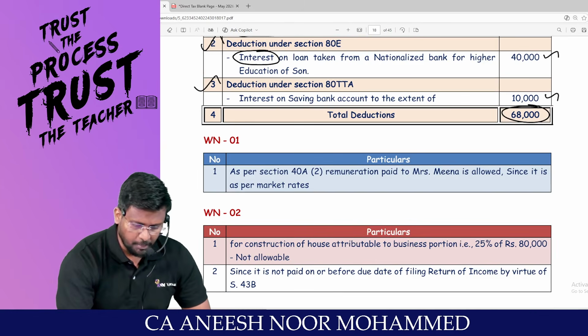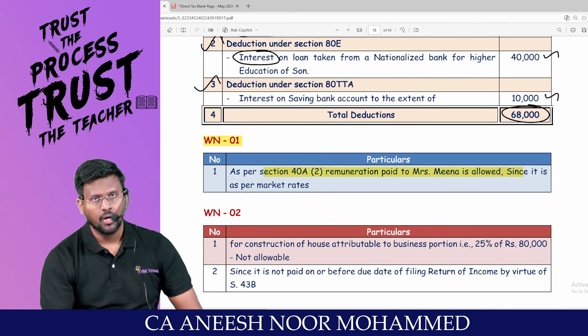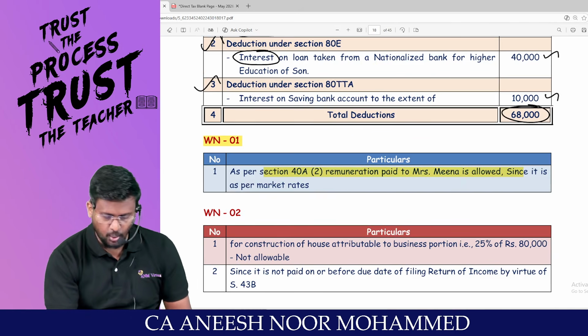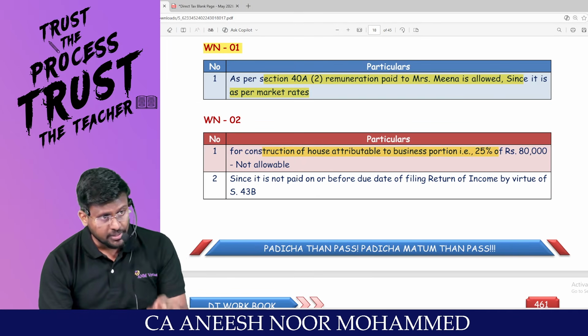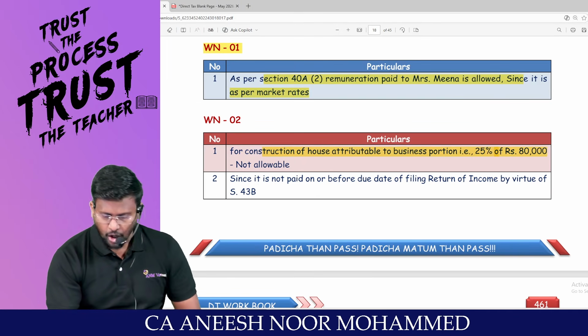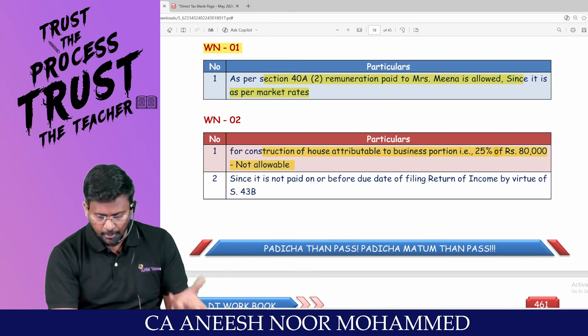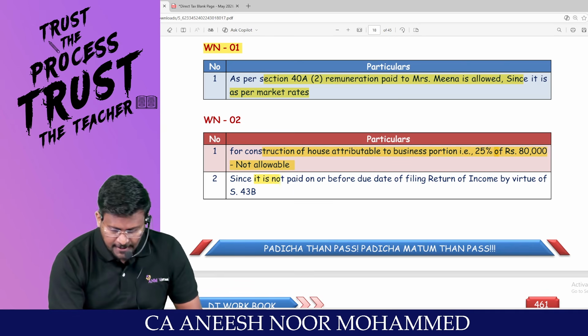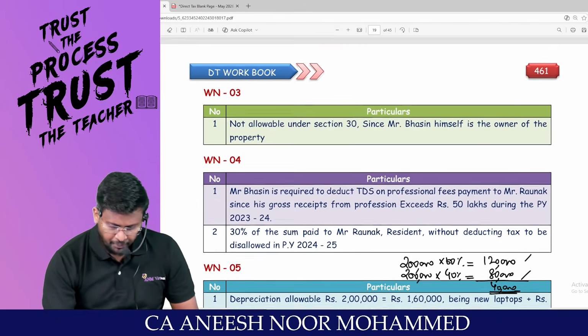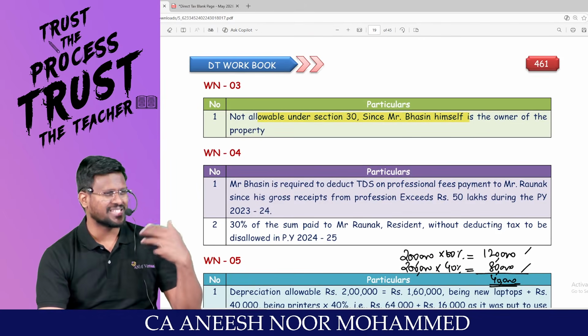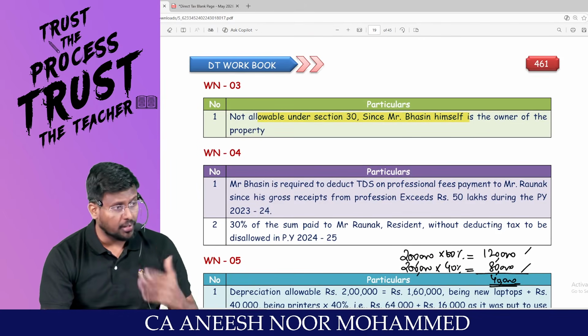These working notes and all, please attach as per 48.2. Remuneration paid to Mrs. Meena is allowed since it is as per what rate? For construction of house attributable to business portion, that is how much percent of the 80,000 is not allowable. Are you all really with me? Sir, since it is not paid on or before the due date of filing return of income, by virtue of what? Not allowable under 30, which is, sir, notional rent debited to P&L account should be added back.